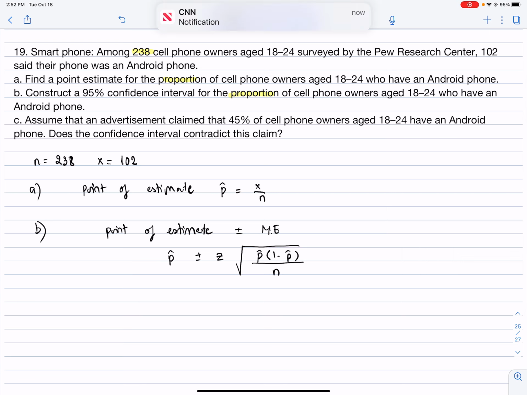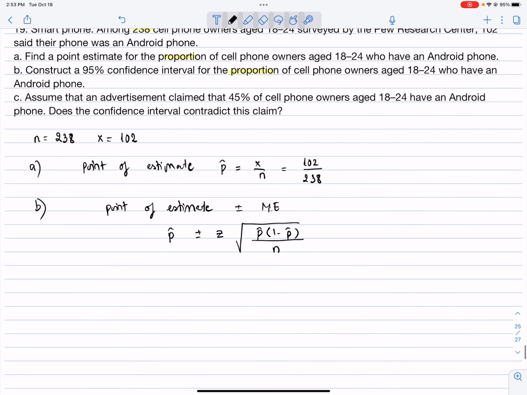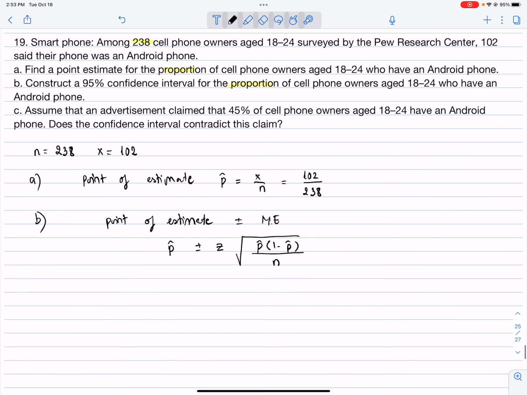To find the point estimate in part A, which is p hat, it is 102 over 238. Then you can use the calculator to get this number in 2 or 3 decimal places. But I prefer to keep it and use the calculator in GeoGebra.